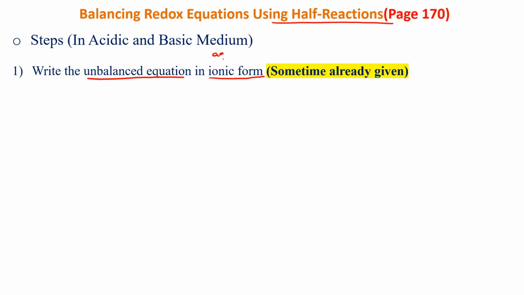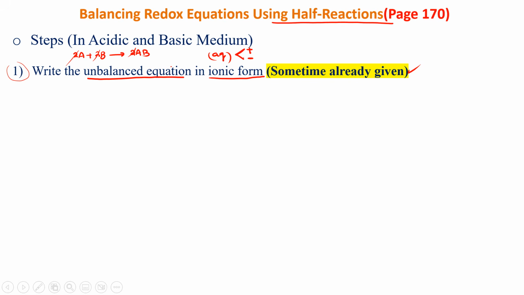What does ionic form mean? It means any aqueous substance, I break it down into the positive and the negative ion. Unbalanced means I remove the coefficients from the equation. For example, if I have 2A plus 2B gives me 2AB, I need to remove these coefficients. Now, this step is not necessarily one you have to do, because most of the time, even in the problems in your book, this is already given, it's already done for you, and you will see that.